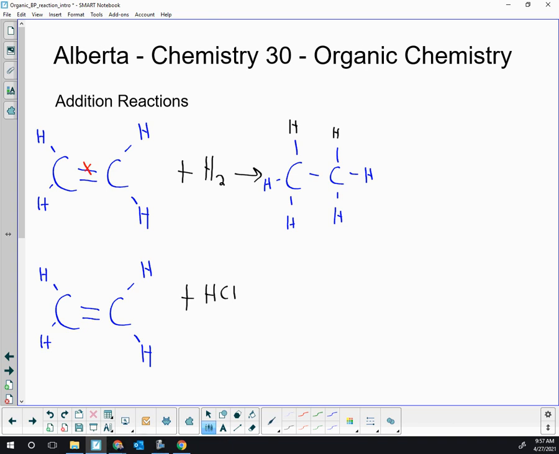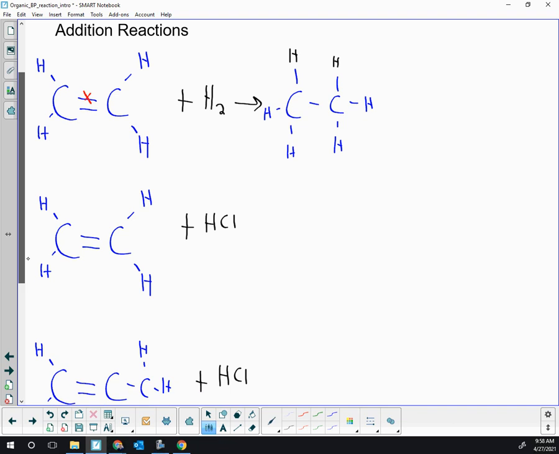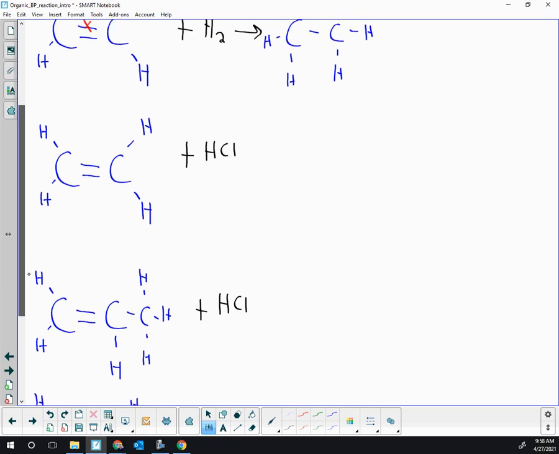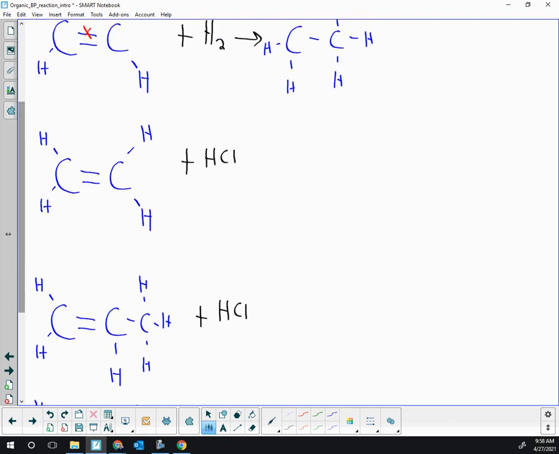Now our hydrogen gas is symmetric right to left, so it didn't matter which H we added to which side, we got the same product. When you add a molecule that is not symmetric right to left, you have to consider the 2 potential products that you could have.